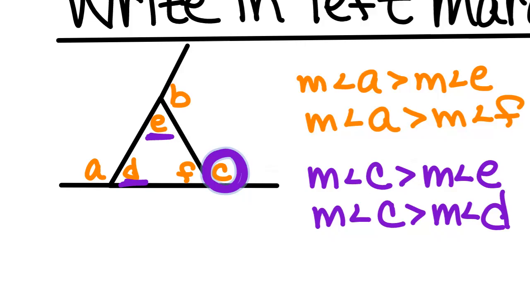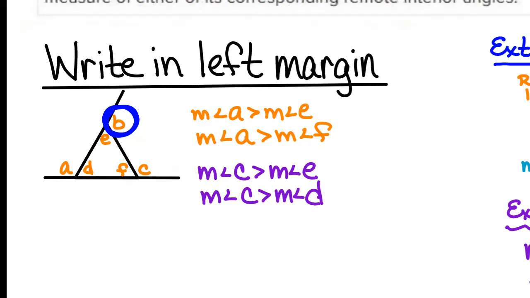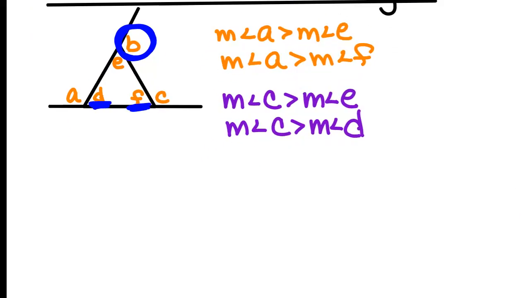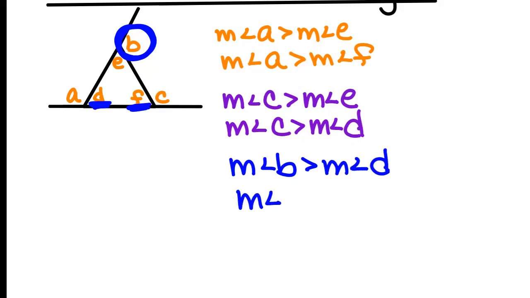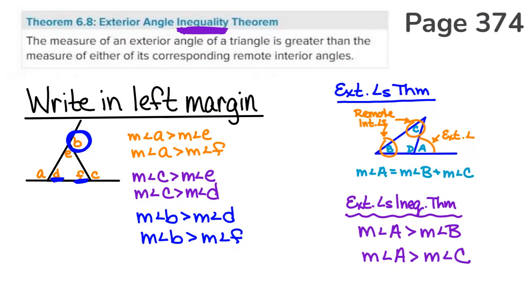Are there any other exterior angles here? Which one? B. Angle B is an exterior angle. What are the two remote interior angles for angle B? D and F. So the measurement of angle B is greater than the measurement of angle D. The measurement of angle B is bigger than the measurement of angle F. The exterior angle is always going to be bigger than either one of those two remote interior angles.